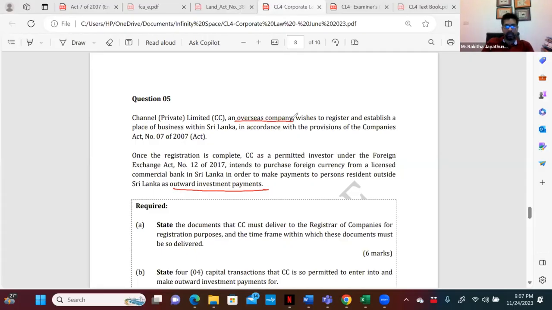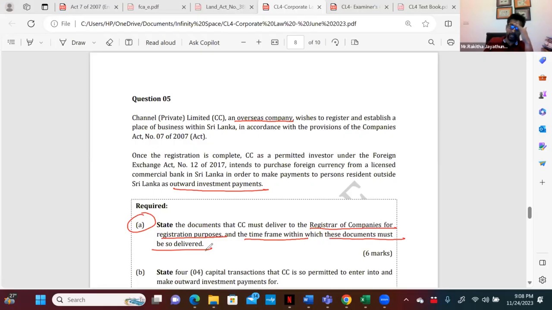So it's about an overseas company wishes to register and establish a place of business within Sri Lanka. Once the registration is complete, CC as a permitted investor, they want to buy foreign currency. It's permitted under the Foreign Exchange Act number 12 of 2017, in order to make payments to persons resident outside Sri Lanka as outward investment. Now, A, state the documents that CC must deliver to the Registrar of Companies for registration purposes and the time frame within which these documents must be so delivered.